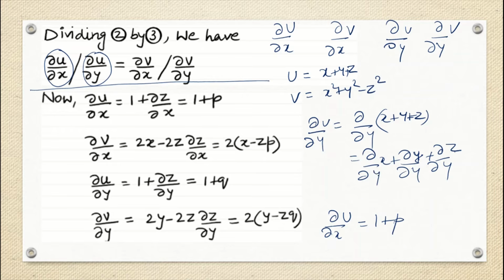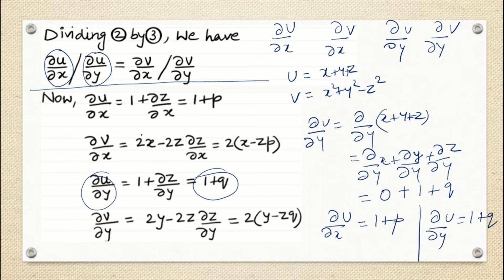So if you will see here, it is going to give me 0 because x is constant with respect to y, plus 1 plus del by del y of z is q. So this is your del by del y of u, which is 1 plus q. So del by del y of u is 1 plus q.